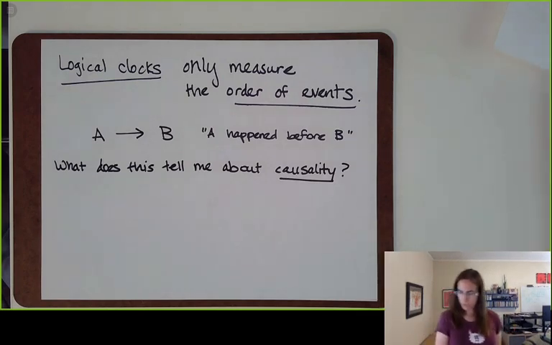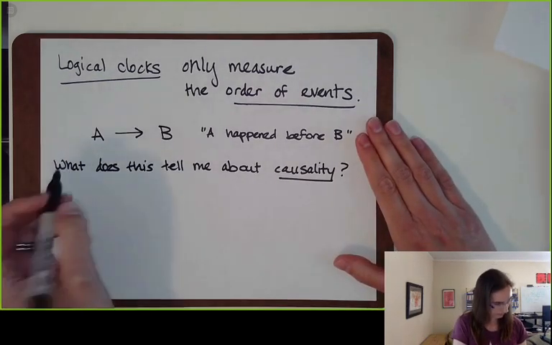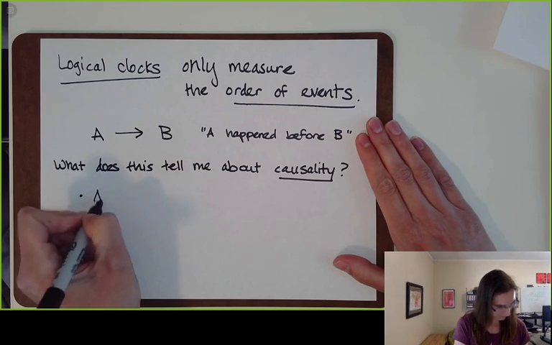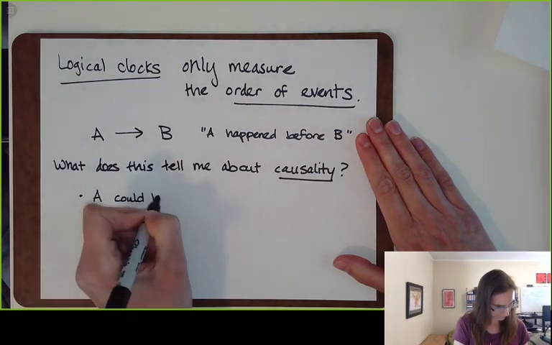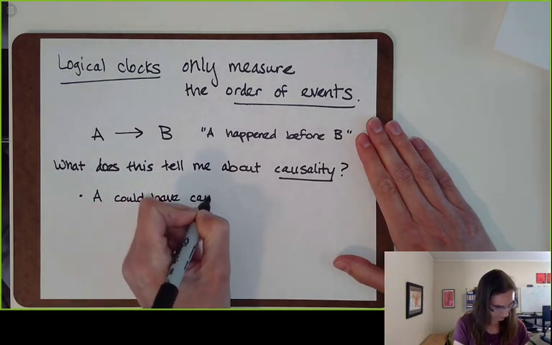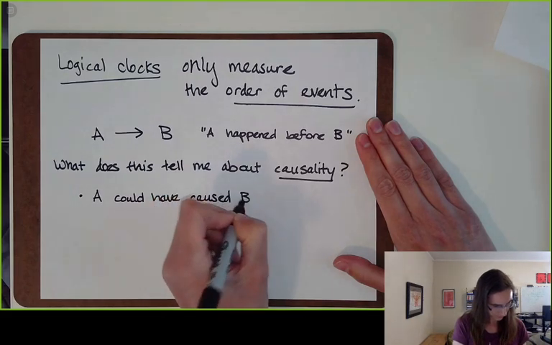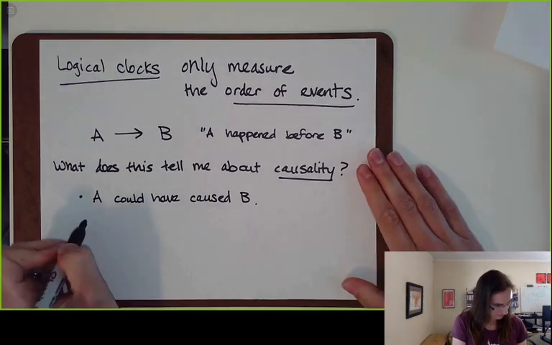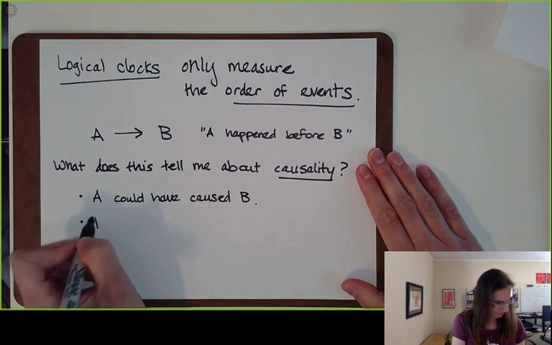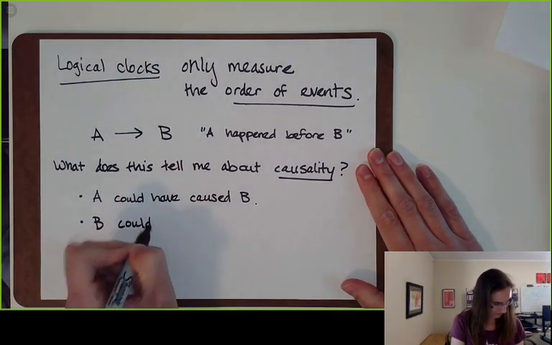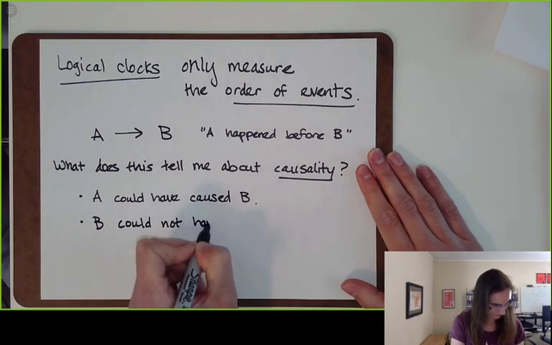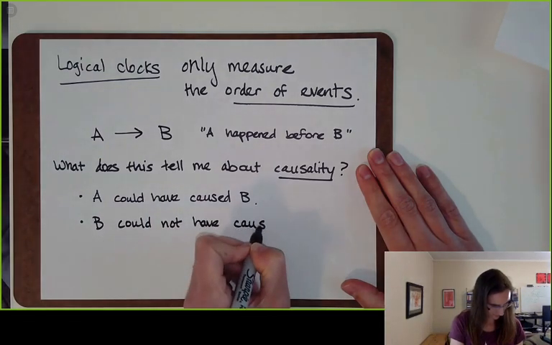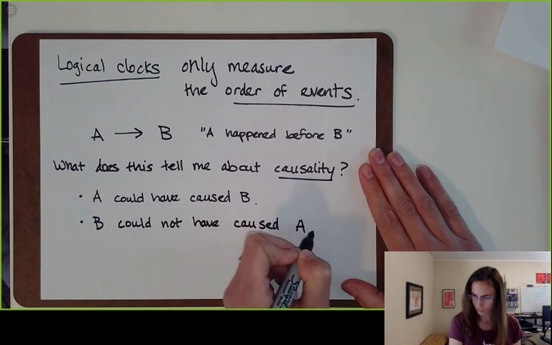Good. Okay, somebody just said A could have caused B. Do we know for sure that A caused B? No, absolutely not. But it might have. And somebody else just added B could not have caused A. Good.